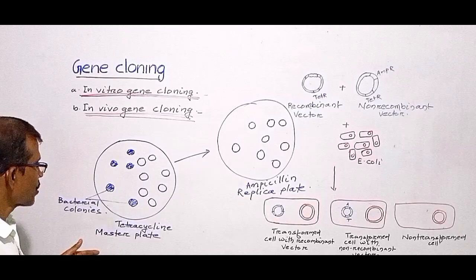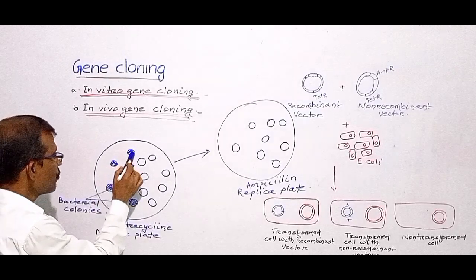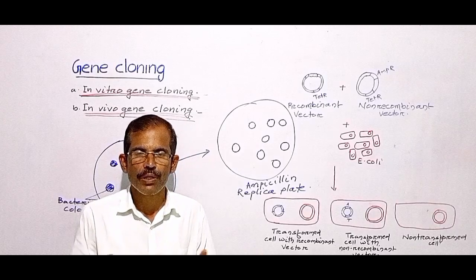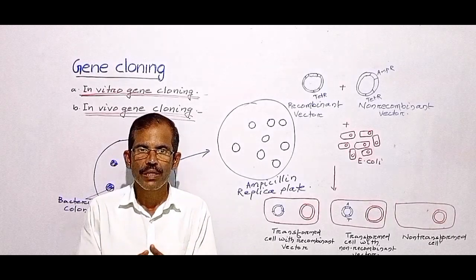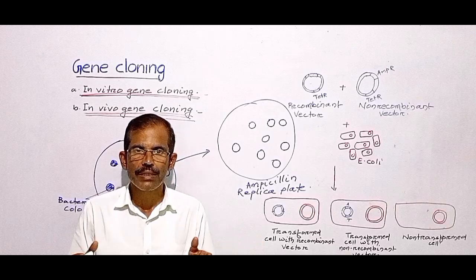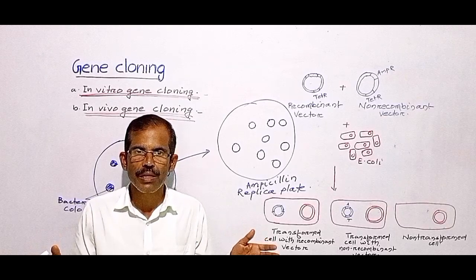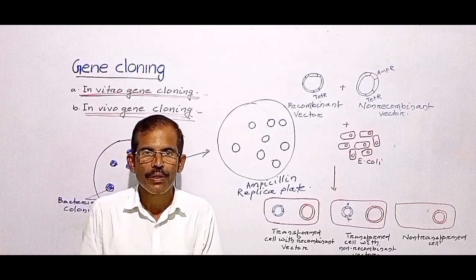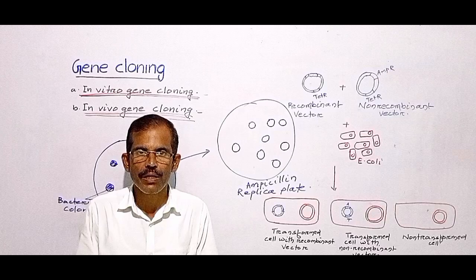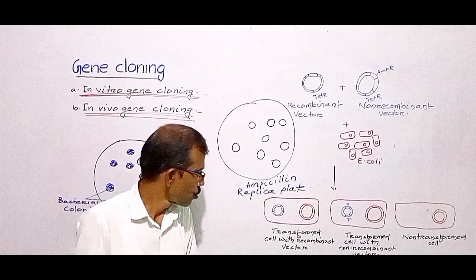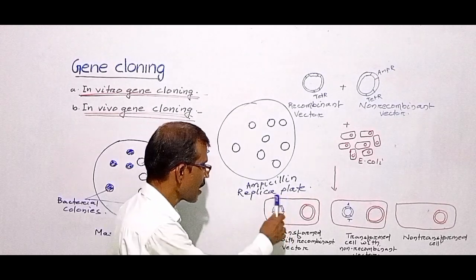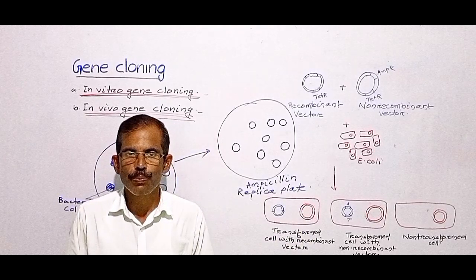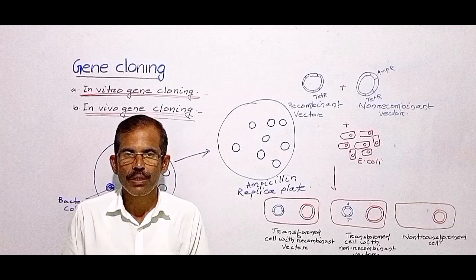After identification, these colonies are removed and then cultured in a fresh nutrient medium for a suitable time period. As a result of this culture, we will get a very large number of E. coli cells, each of which has the recombinant vector. Each recombinant vector contains the cloned gene. So all the cells that are transformed with recombinant vectors constitute a clone. This process is known as gene cloning.